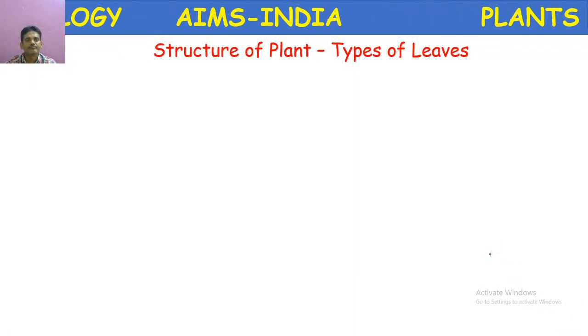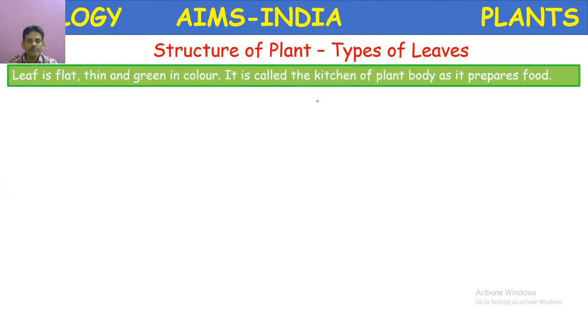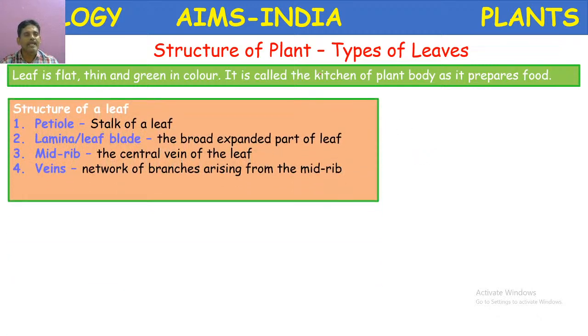Next, structure of plant, type of leaves, very important part. Leaf. So this is the leaf. A leaf is the most important part of the plant, which is called the kitchen of the plant body, which prepares food material. First let us discuss the structure, then we will see again.